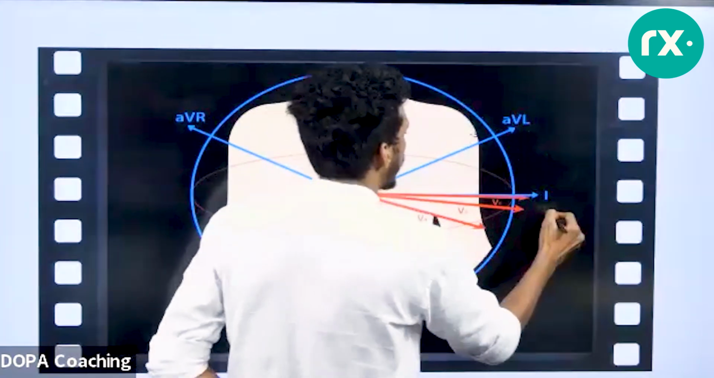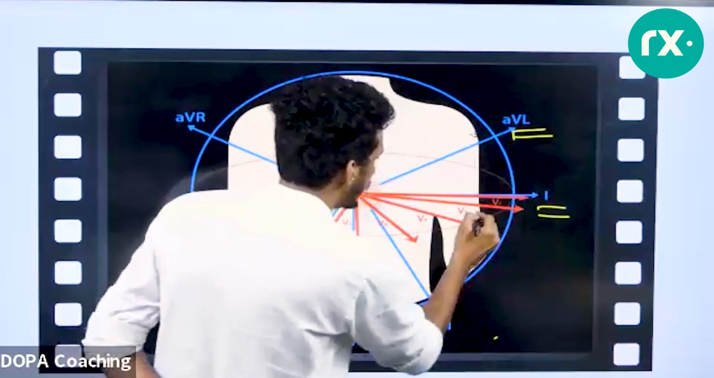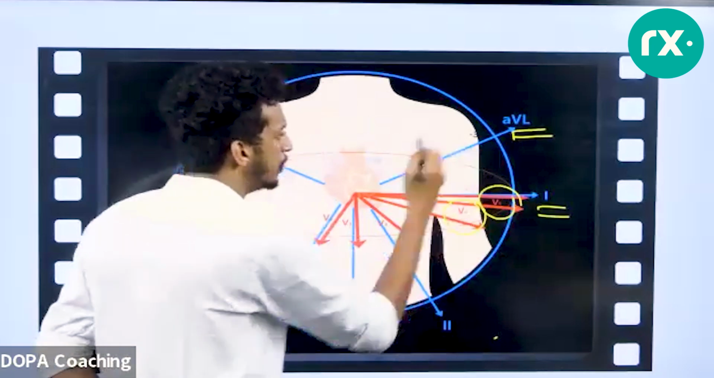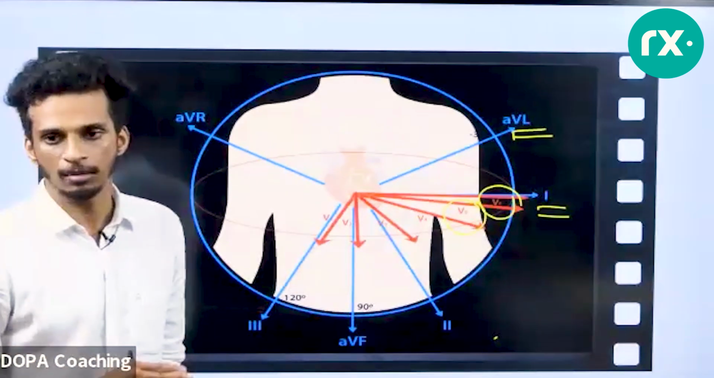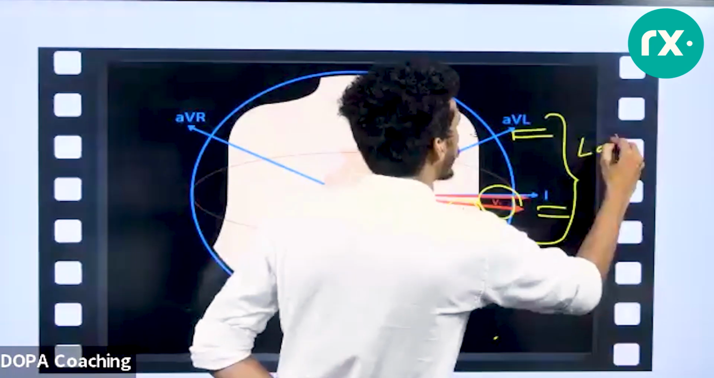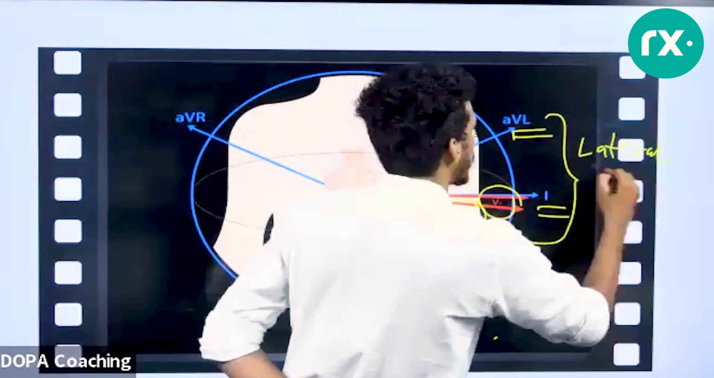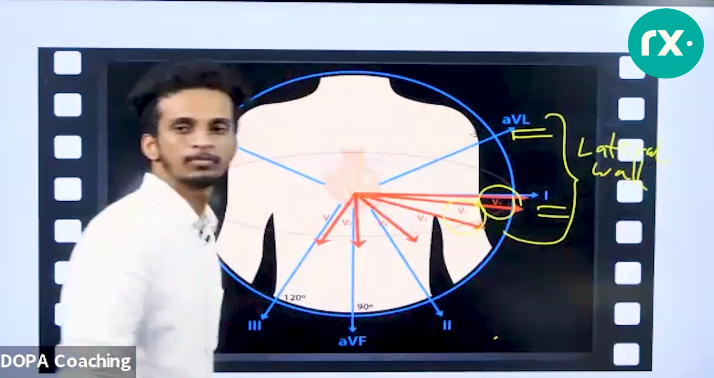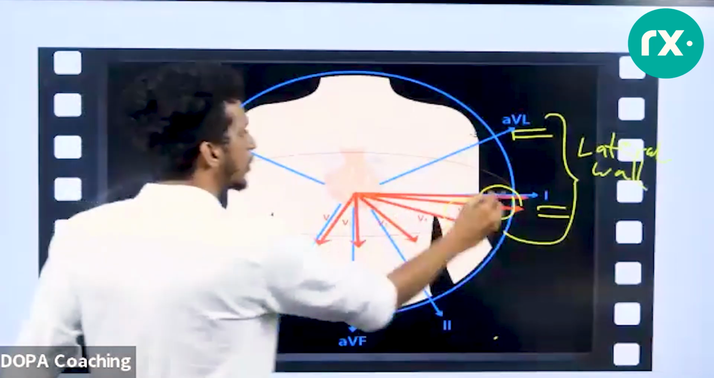what happens is lead 1, lead AVL, and lead V5. This is lead V5 and this is lead V6. These all leads come together. And these 4 leads represent the lateral wall of the heart. These 4 leads represent the lateral wall. Is it clear? So lead 1, lead AVL.